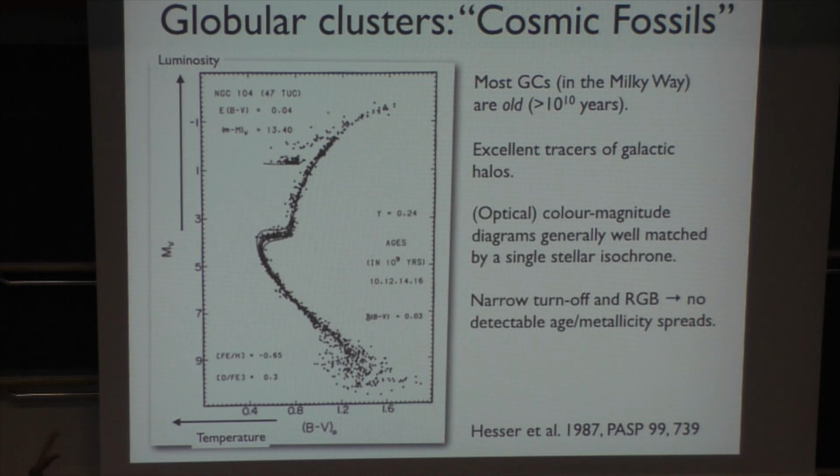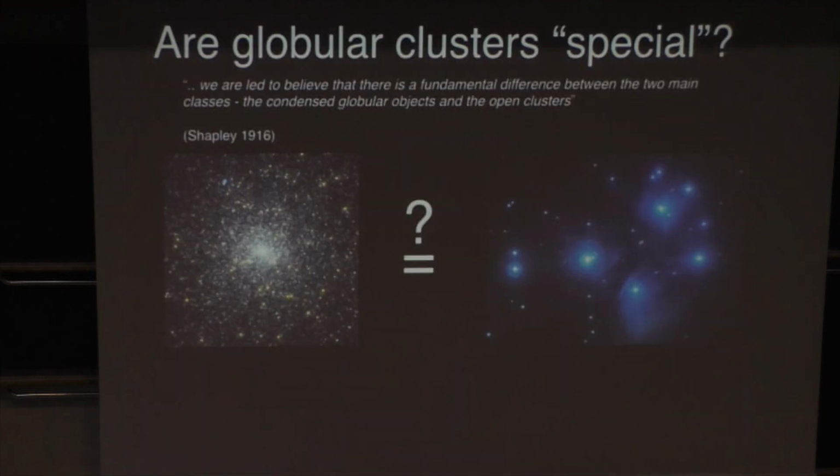Now, globular clusters are very nice tracers of galactic halos in the Milky Way. About 2/3 of the globular clusters that we know are associated with the halo, kinematically, chemically, and so on. And so that makes them very nice tracers also in external galaxies. If you want to study the metal poor components of elliptical galaxies, for example, globular clusters are very nice for that because there are just so many of them.